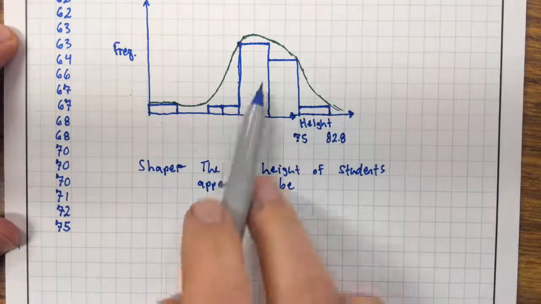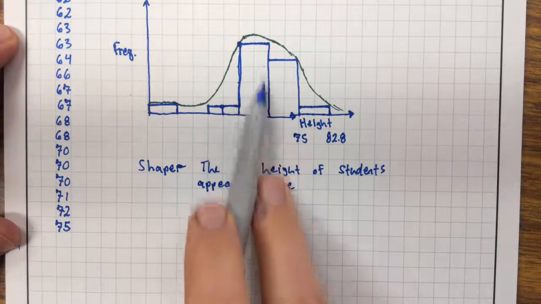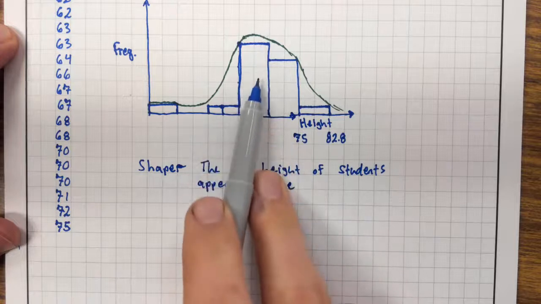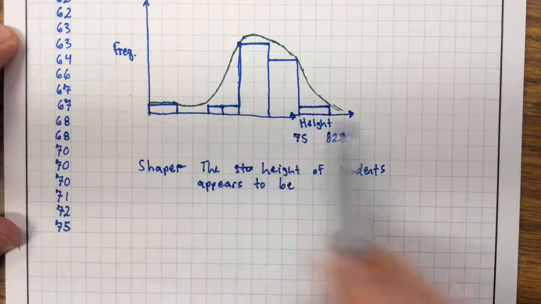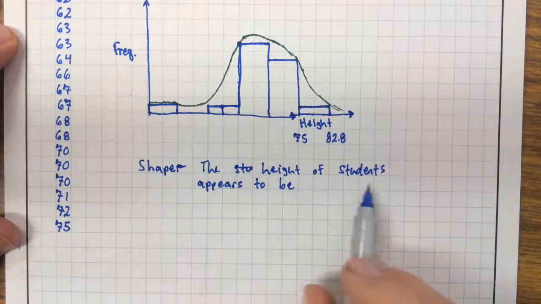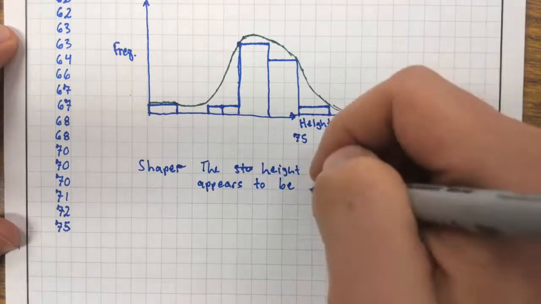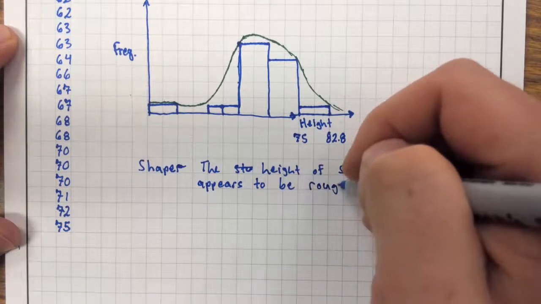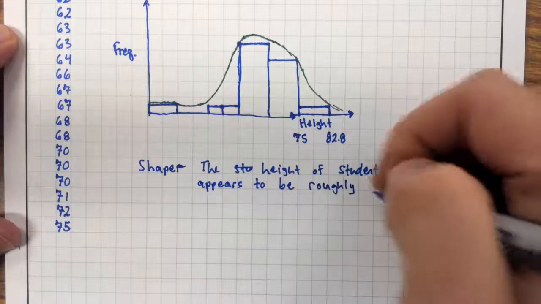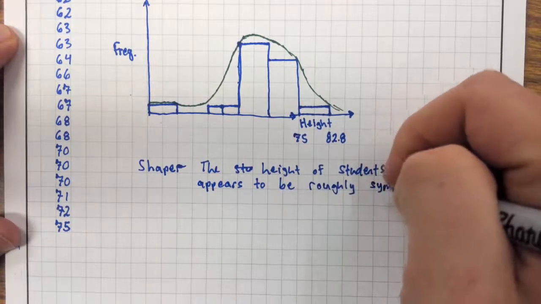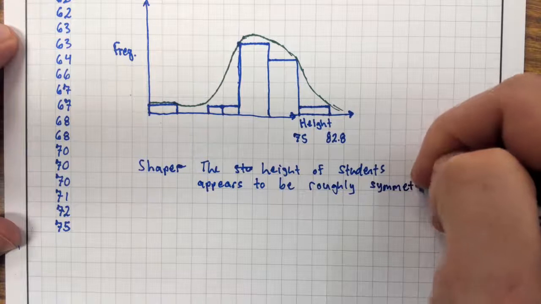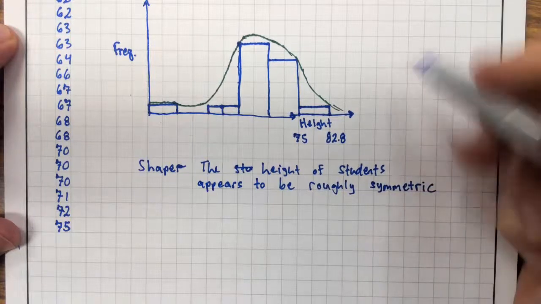So I'm actually thinking we could draw a line right around here, and about half the data would be on this left side, and the other half would be on this right side. So I'm going to say the height of students appears to be roughly, I know it's not exact, roughly symmetric. I'm not seeing any massive skewness there.